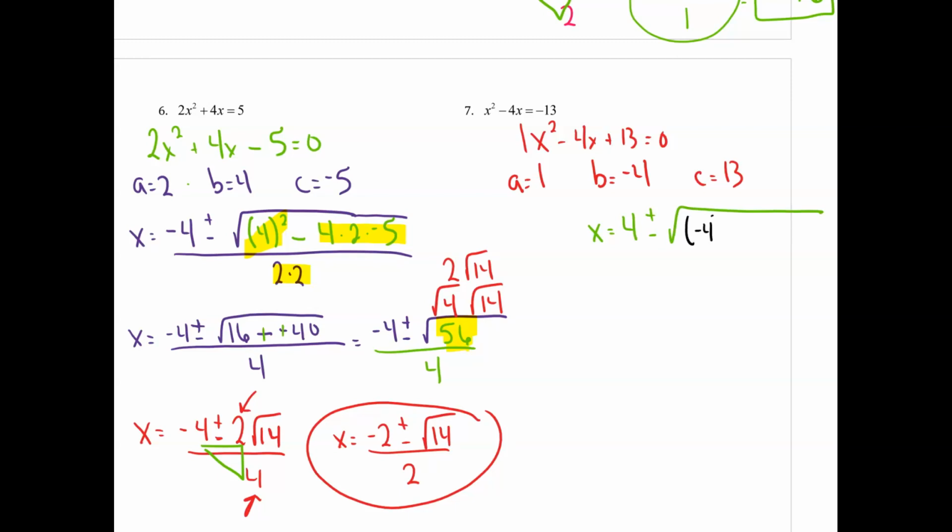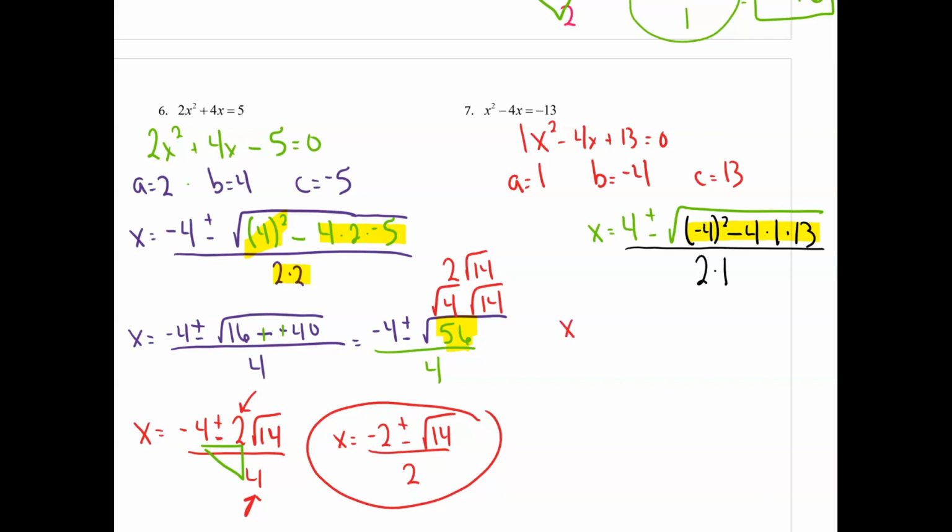Again, I will be taking that -4 and squaring it. And some of you are going to do steps a little bit faster in your head instead of all these little steps. And then it's going to go minus 4 times a times c. And then all over 2 times a, so 2 times 1. All right, now next up, we are about to go to our discriminant.